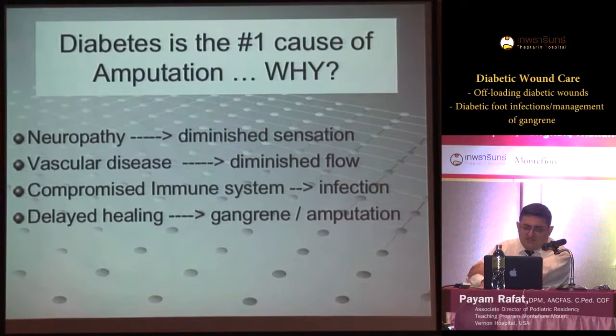So diabetes is the number one cause of amputation. Why is that? A lot of our patients will have neuropathy, diminished sensation. They will have peripheral vascular disease, diminished flow. Their immune system is compromised, leading to increased risk for infection, delay in healing. So they may develop gangrene and increased risk for amputation.